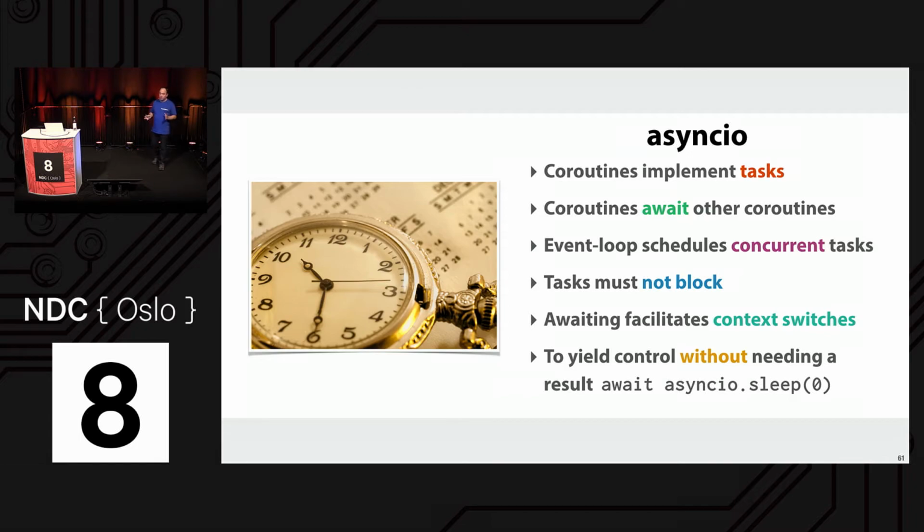Coroutines await other coroutines. We have an event loop which schedules concurrent tasks. Tasks must not block. Awaiting facilitates context switches between the tasks. Every time you await, that's an opportunity, that's when you yield control back to the event loop. And it may choose to continue running your task or some other task, but you can be sure that eventually control will come back to you. And in async I/O, you're not allowed to use the bare yield. If you just want to yield control to the scheduler, the way you do that is by awaiting asyncio.sleep(0), which, as I've shown, is equivalent to that bare yield.